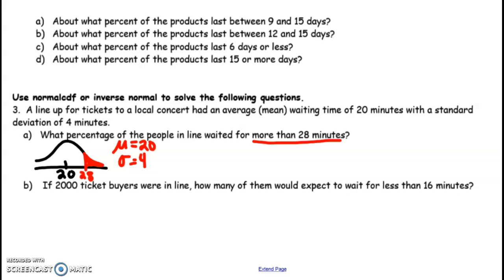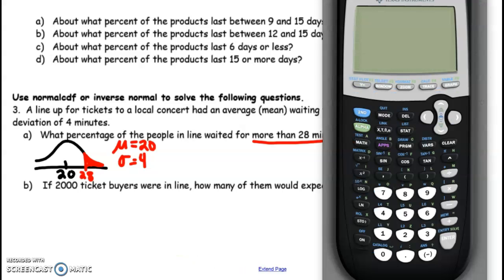So in my calculator, if I'm given numbers and asked for an area, I want to pick normal CDF. On an 84, you press second vars, and there is normal CDF. My lower bound, that's how far left the shading goes. So if you look at my question here, the furthest left my shading goes is 28. My upper bound, I shade forever, so that's infinity. My mean here is 20 and my standard deviation is 4. I press enter and I get 0.023.